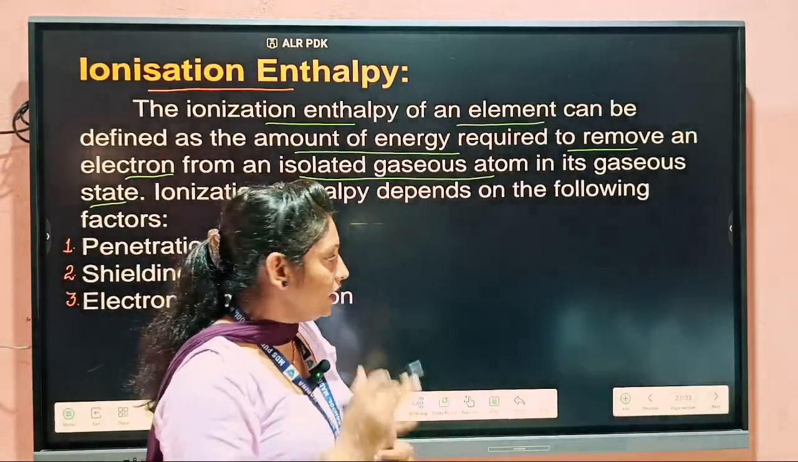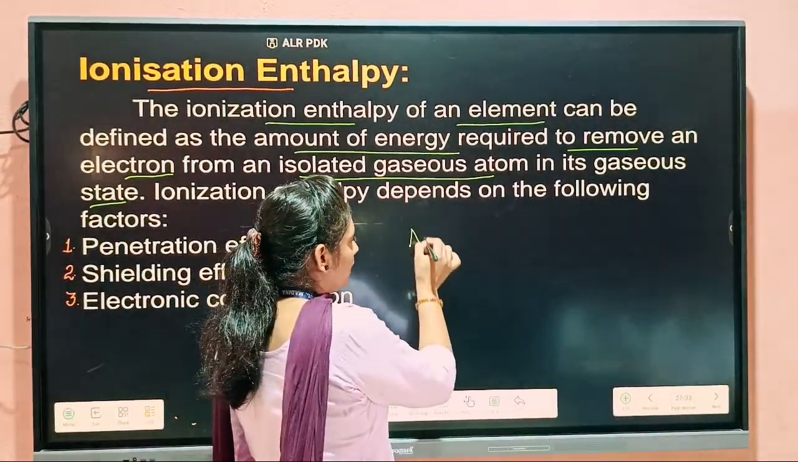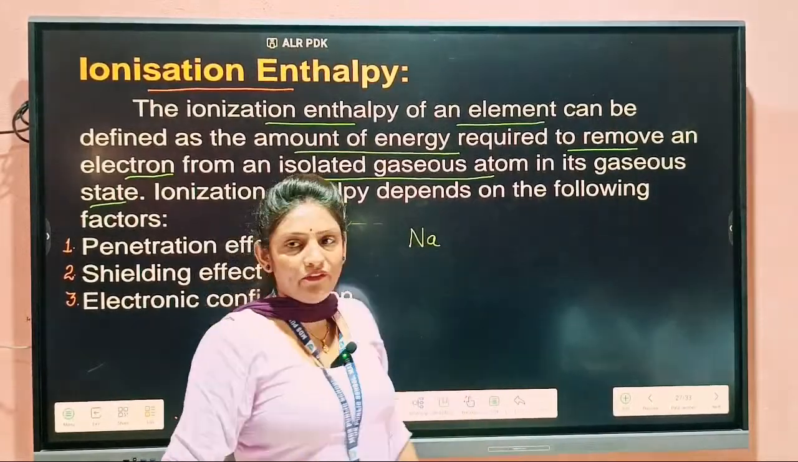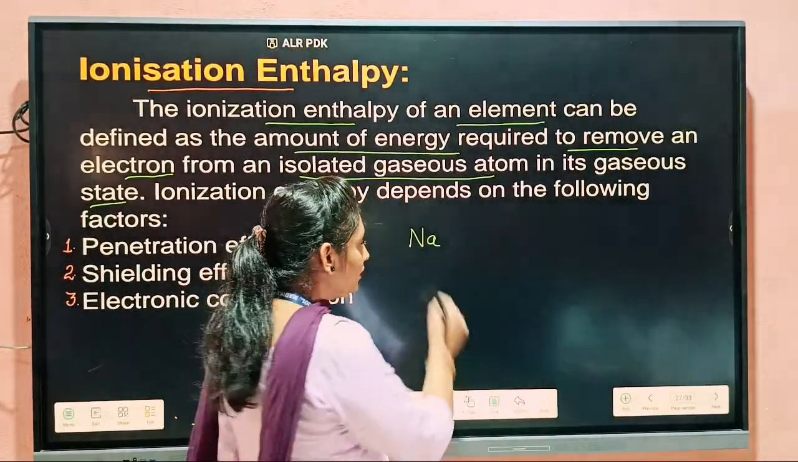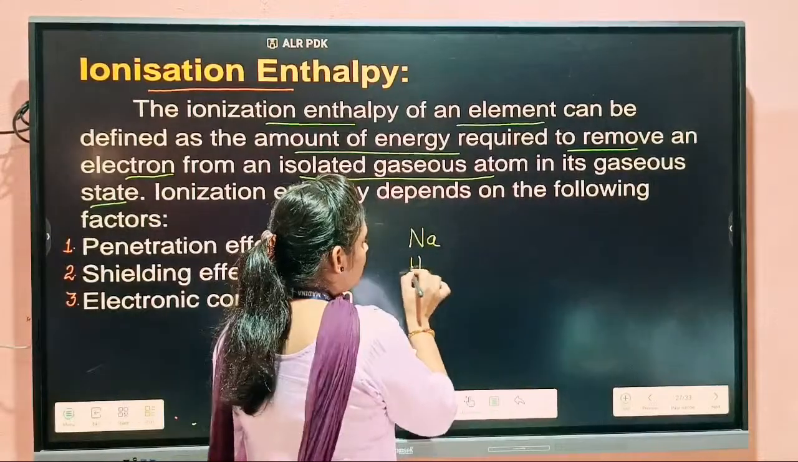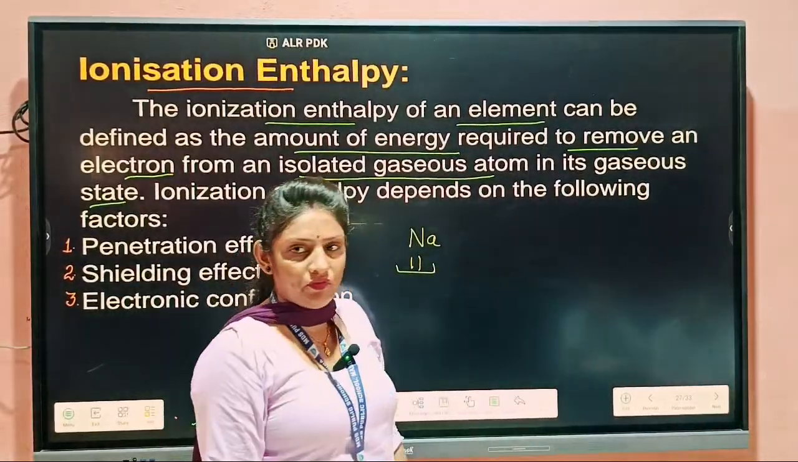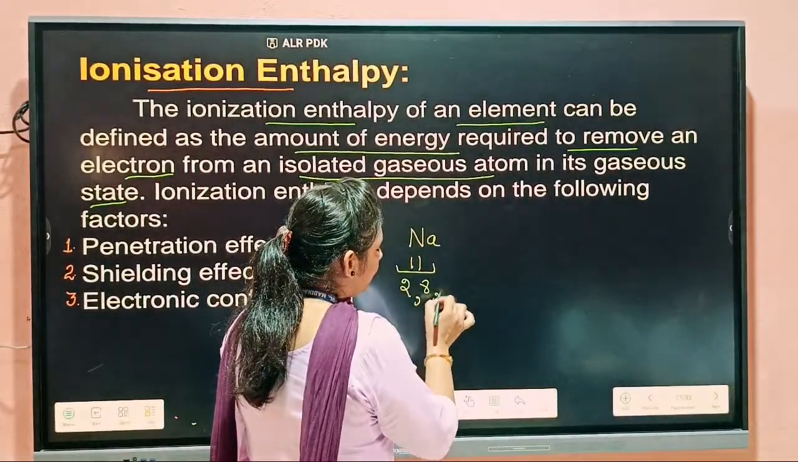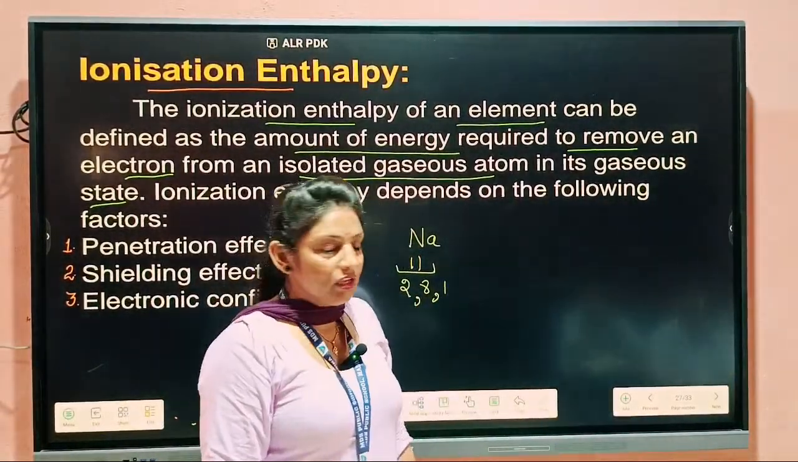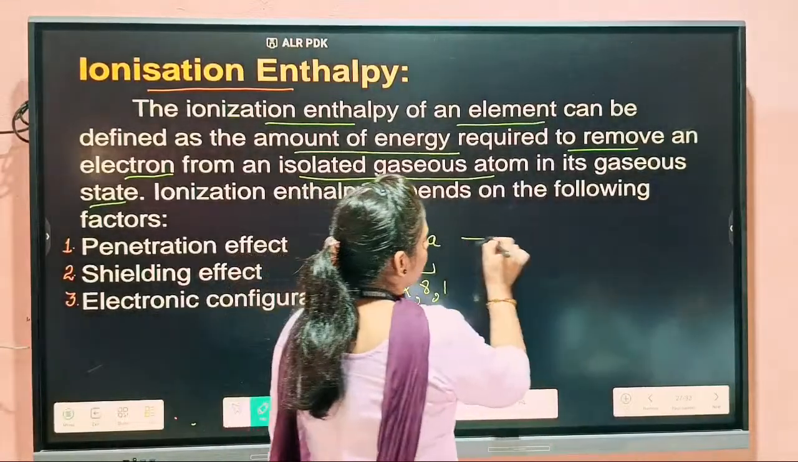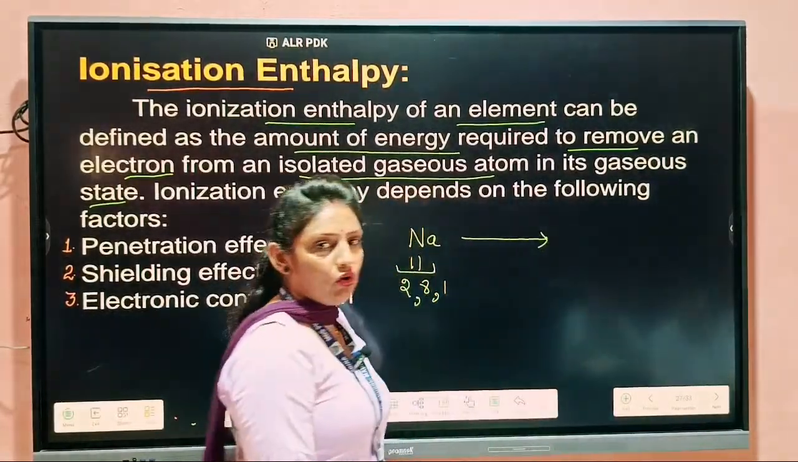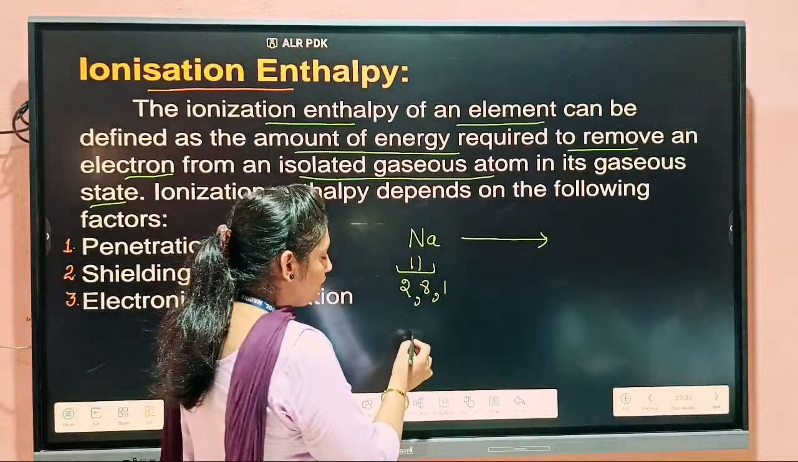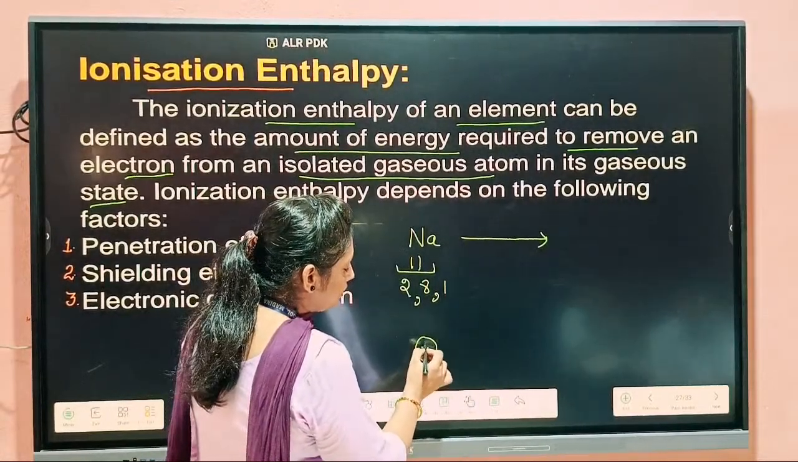For example, if we have sodium, the atomic number of sodium is 11. So what will be the electronic configuration for this? The electronic configuration will be 2, 8, 1. So we want to remove one electron from its outermost shell. You know very well there are three shells.